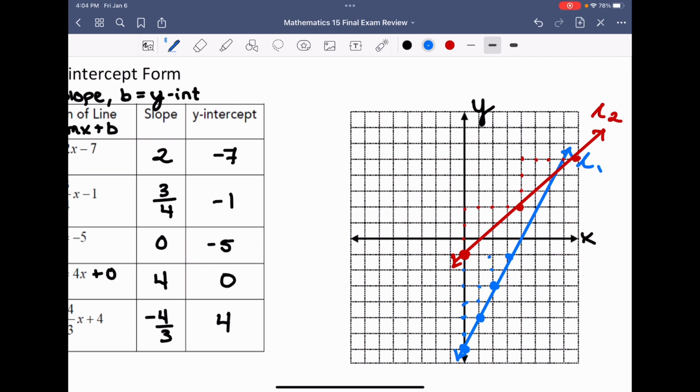So your first goal is to plot that y-intercept or x-intercept or whatever they give you. Most likely it's the y-intercept. Then use the slope to help you get another 1 or 2 points and connect those lines.